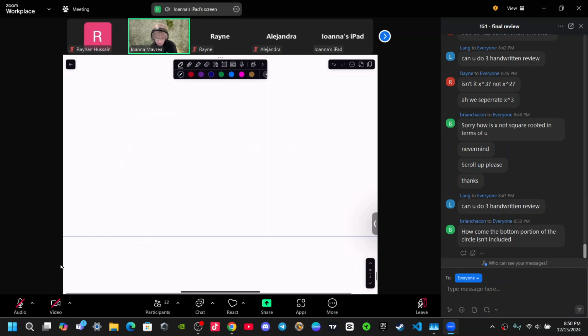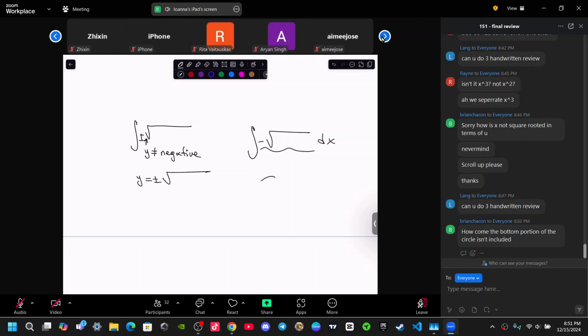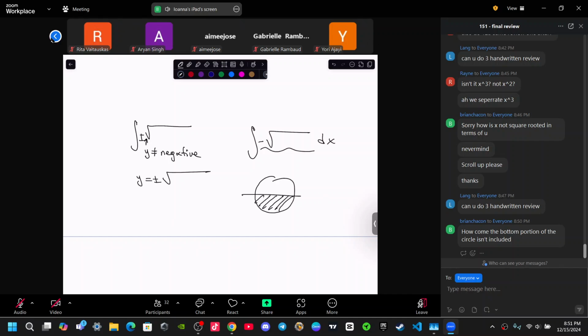Well, because it says square root, that says y is not negative, because y is positive square root. If it says y is equal plus or minus square root, it's not going to be. There's no such thing. You can't put plus or minus inside that. If it said minus square root, then it takes the bottom part of the circle, because y is negative there. Then it will take this part. Okay.